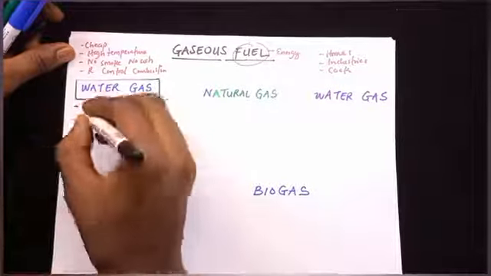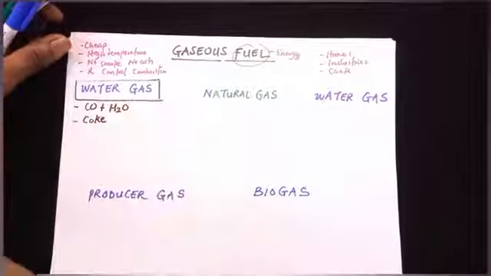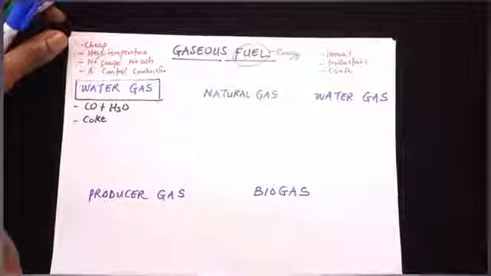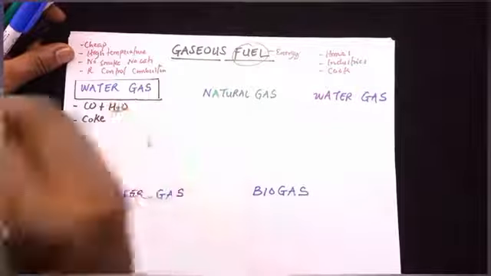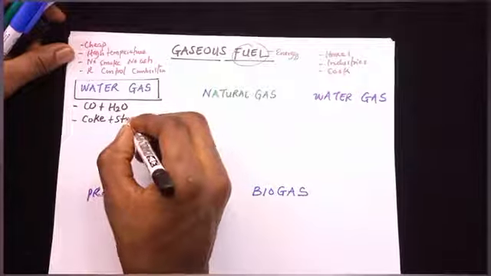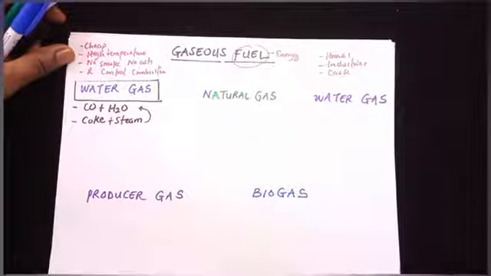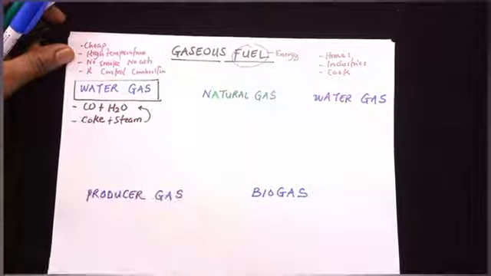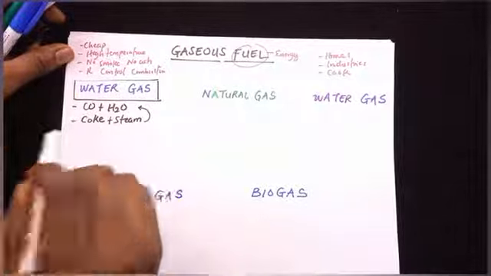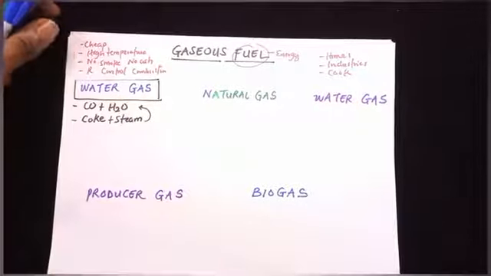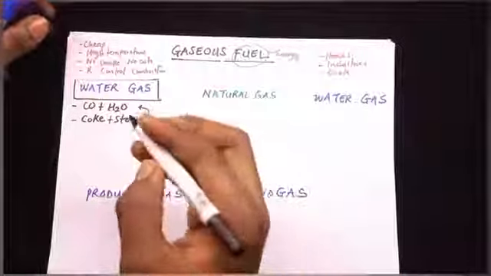Water gas is produced when we heat carbon, your coal. When you heat carbon to a high temperature and it's white hot, and then you pass steam across it, what you will get is a combination of carbon monoxide and water. But in this case, it will be carbon monoxide and steam. So that is water gas, and it's very, very easy for you to remember.